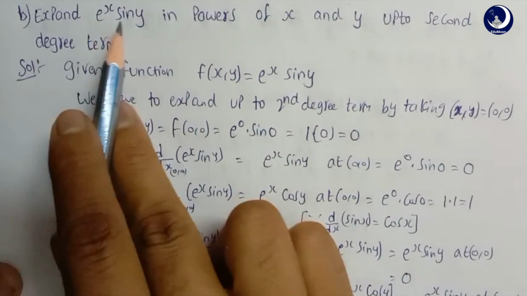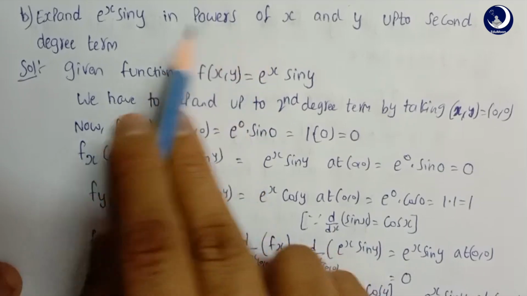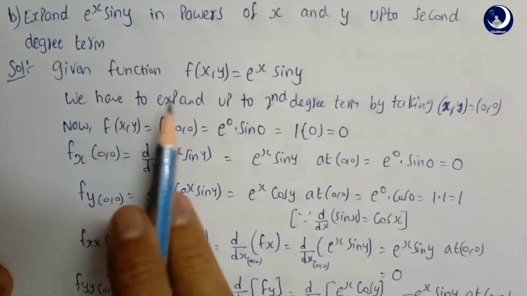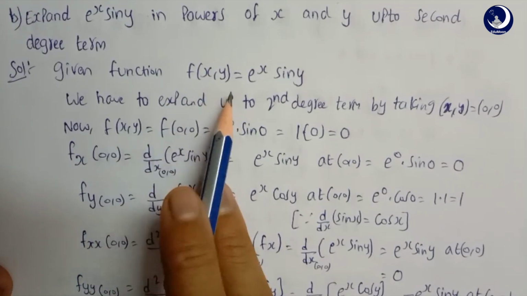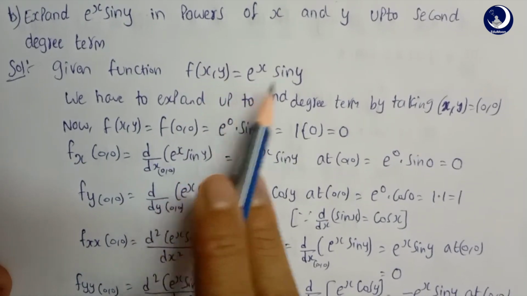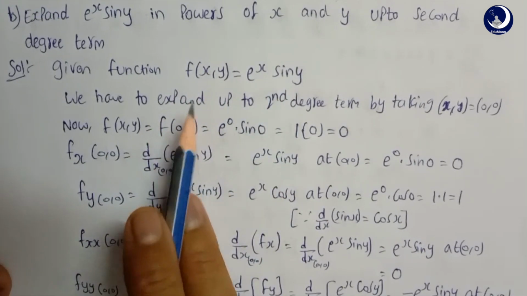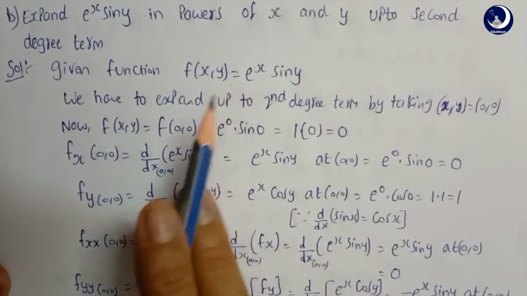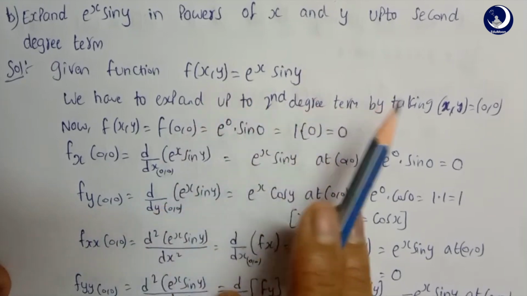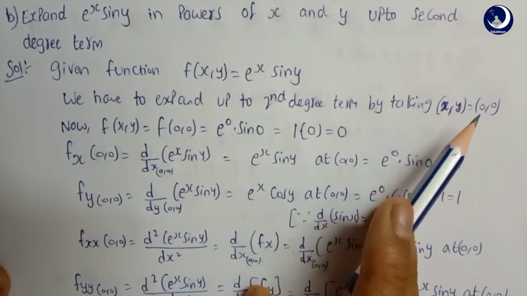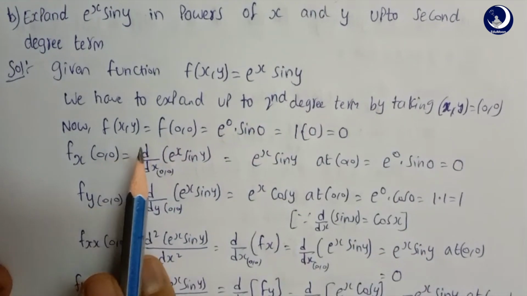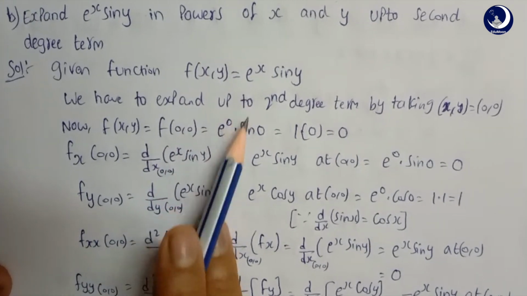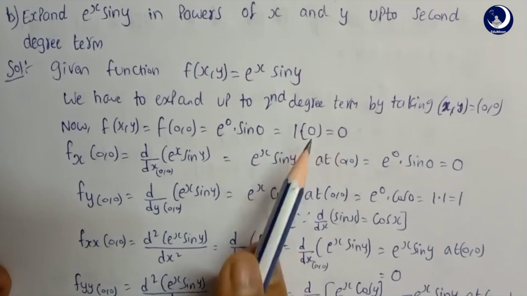Now the second question B: expand e power x sin y in powers of x and y up to the second degree term. We consider f of x y equal to e power x sin y, and we have to expand it up to the second degree term. Let us take the point (x, y) as the origin (0, 0). At (0, 0), f of 0, 0 equals 0.